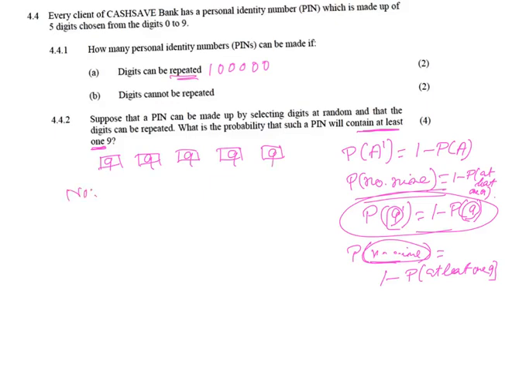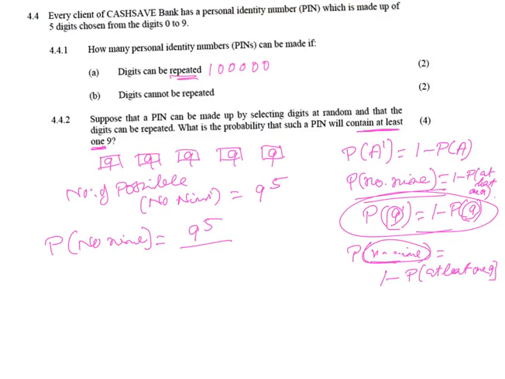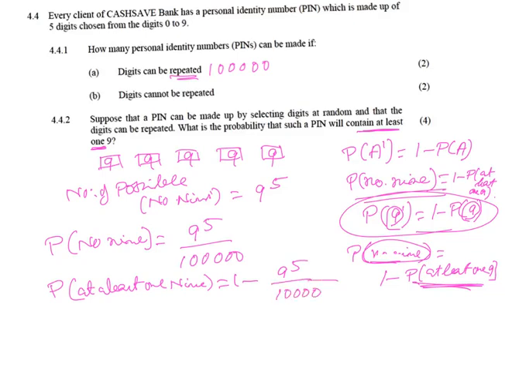So the number of possible outcomes without a 9 is 9 to the power of 5. Therefore, probability of no 9 is 9 to the power of 5 divided by 10 to the power of 5, or 100,000. So this is my probability of no 9. Now remember, the question is to find the probability of at least one 9, which is equal to 1 minus 9 to the power of 5 divided by 10 to the power of 5, or 100,000.